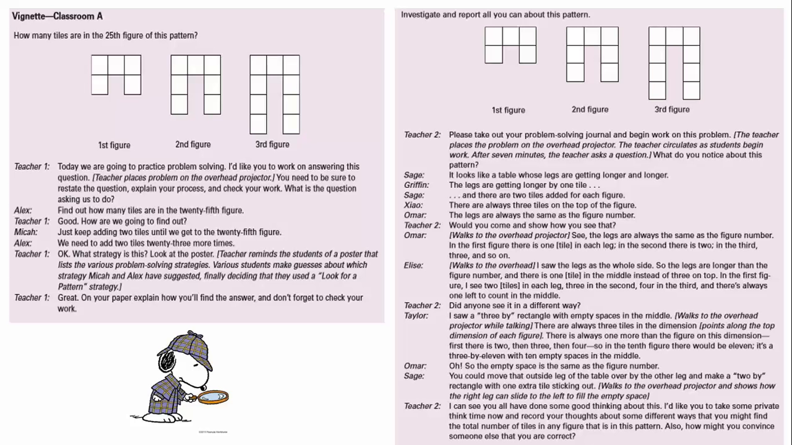Okay, and this one, teacher 2, is asking, please take out your problem-solving journal and begin work on this problem. The teacher places the problem on the overhead projector. The teacher circulates as students begin to work. After 7 minutes, the teacher asks a question. What do you notice about the pattern? And then students start thinking and giving their input.